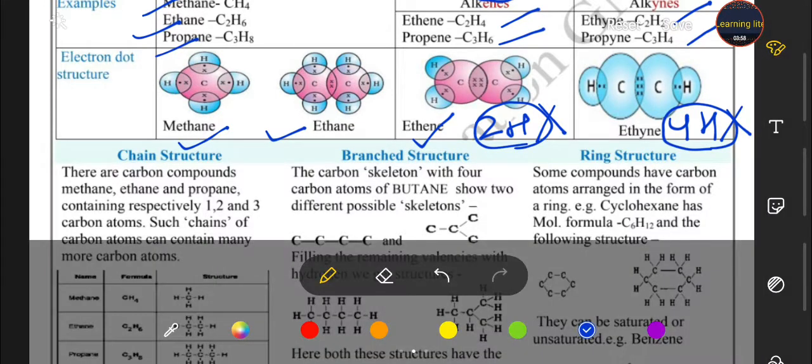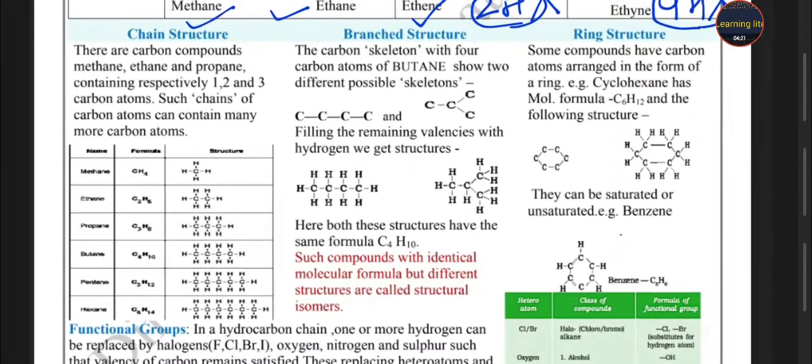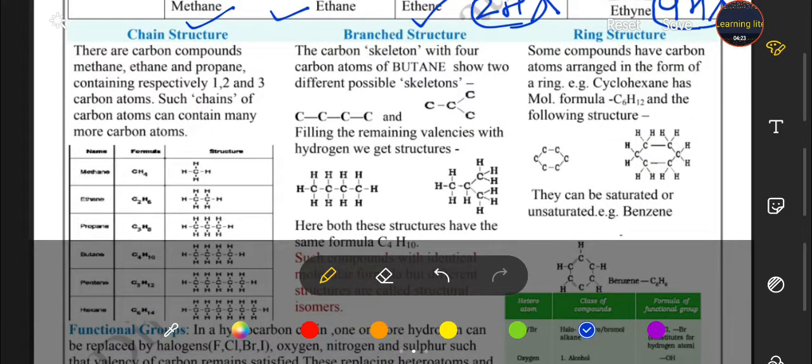So you have to notice, while you are drawing the electron dot structure or the formula, if you are drawing the structure of ene, meaning double bonded, you have to remove 2 hydrogens. And if you have to draw the structure of a triple bond, you have to remove 4 hydrogens from the structure. Okay. Now there are 3 structures, students, for carbon compounds. First is chain structure, second branch, and third is ring structure.